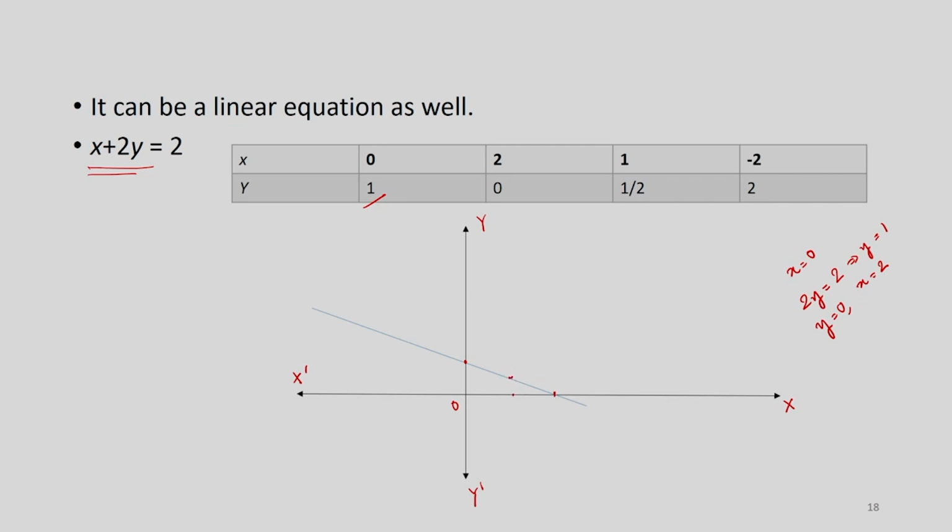X is equal to minus 2, y is equal to 2. So, somewhere here, minus 2, y is equal to 2. So, you are getting all these 4 points, and you can see all these 4 points actually lie on a straight line, right. It is a declining line. As x is rising, y is declining. So, that is why I said it is a declining line, but nonetheless it is a straight line. So, this equation is called a linear equation.